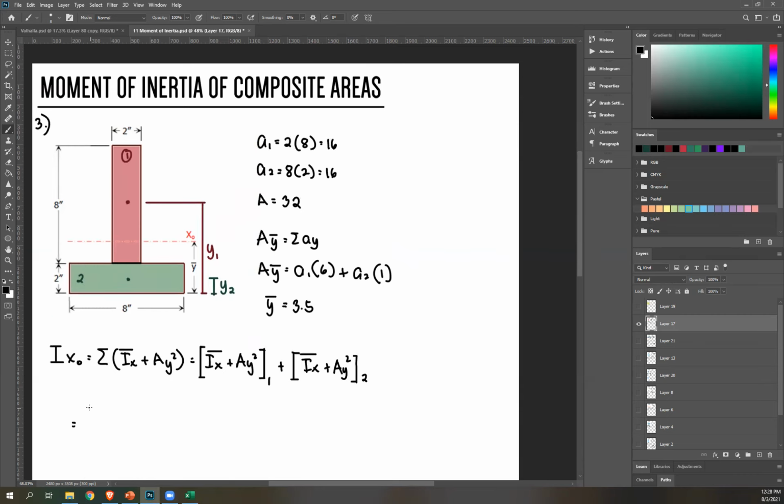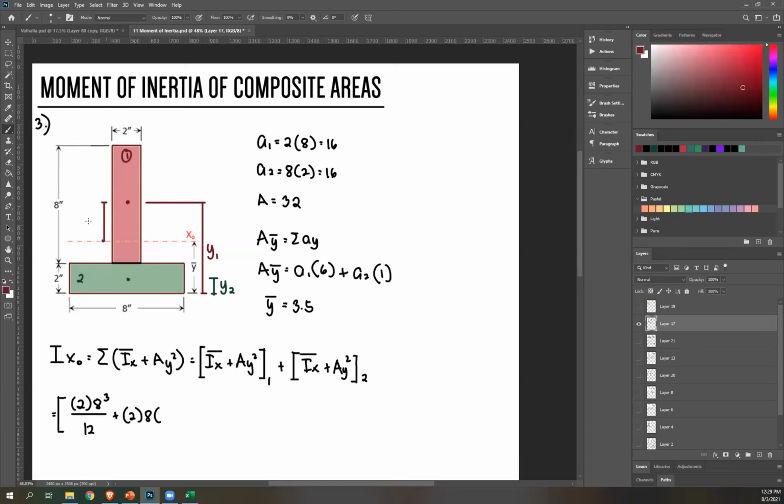Now let's just write our values. So these are all just rectangles. So IX bar is, we already know, BH cube over 12. So base of block 1 is 2. So 2 times height is 8 cube over 12 plus area. Area of this is base times height, so 2 times 8. We want to know distance of the centroid of your rectangle to the centroidal axis. So now this is what we want to know.